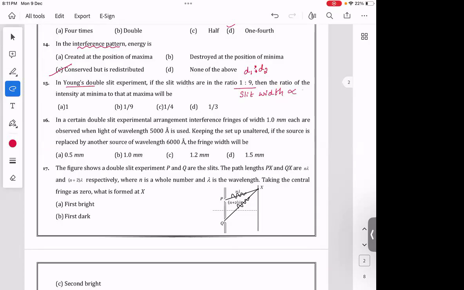Slit width is directly proportional to intensity ratio. The more the slit width, the more the intensity of radiation is going to come out. So if the slit widths are in the ratio 1 is to 9, intensity will be in the same ratio, students, 1 is to 9, not the amplitude. If the width of the slit increases, more intensity of light is going to emerge out. So intensity is directly proportional to the slit width.